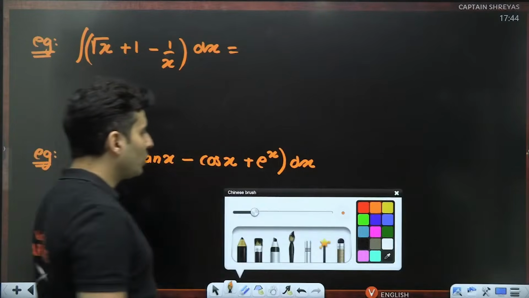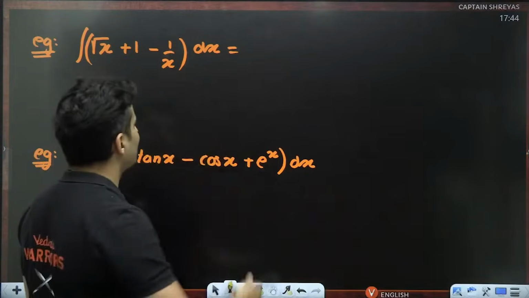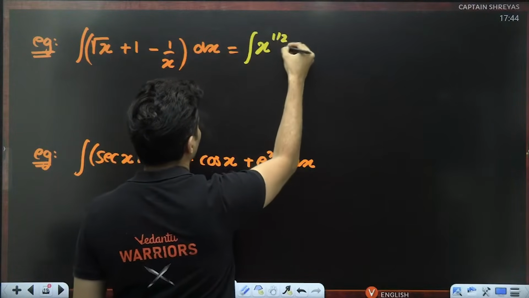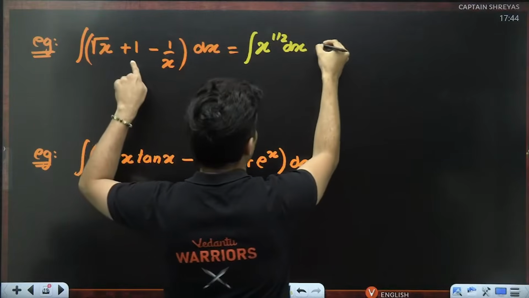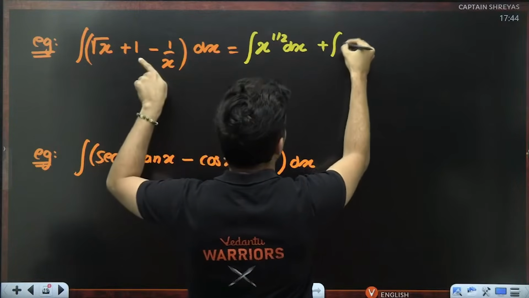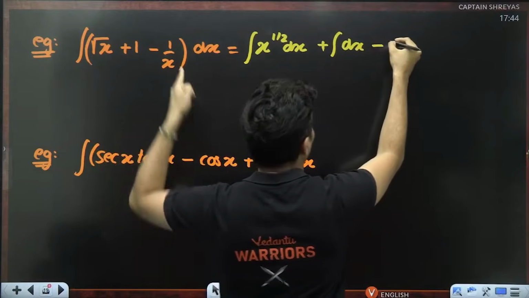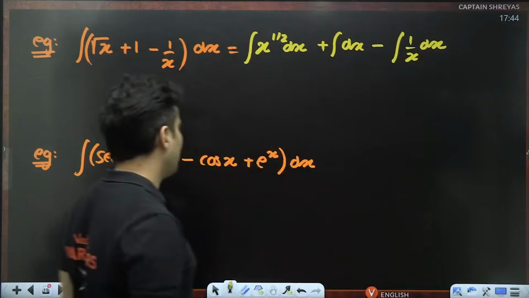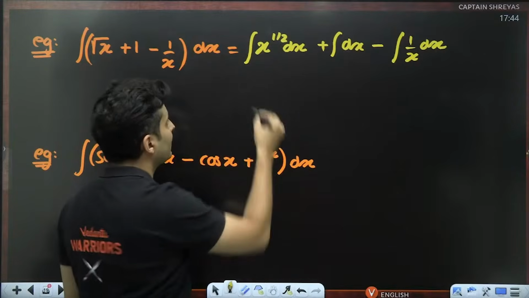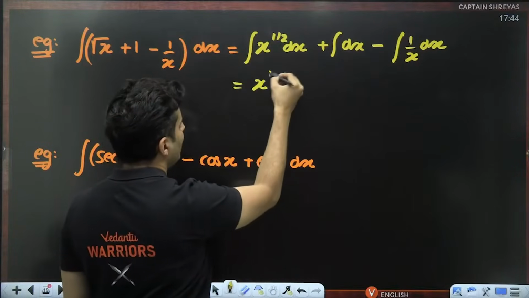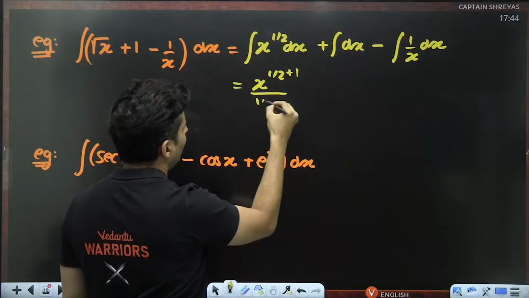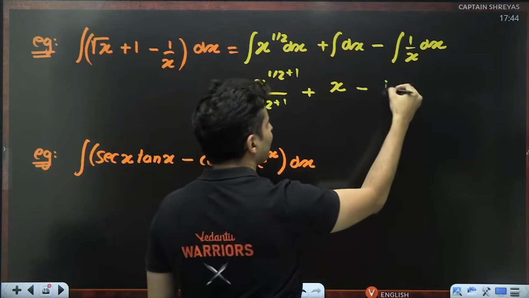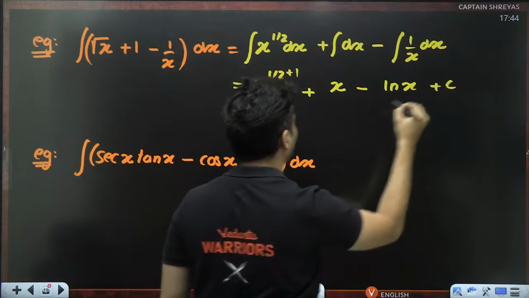First of all, look at root of x. Root of x is basically x raised to half. So split them up. It is integral of x raised to half dx, addition sign is there, so plus dx, minus 1 by x. You can keep it as it is. What is x raised to half's integration? x raised to half plus 1 upon half plus 1. Integration of dx is x. 1 by x's integration is log of x. Do not forget plus c.